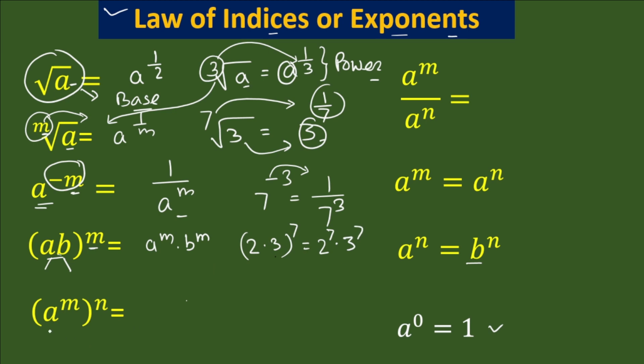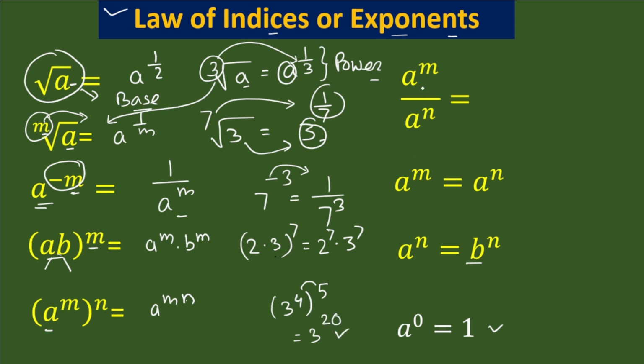Next we have a powered by m and the whole is powered by n. The indices formula for this will be a powered by mn. If the power is in brackets, we multiply the powers directly. Let us understand with an example: we have 3 powered by 4 and the whole is powered by 5. We multiply the powers, 5 fours are 20. So it is 3 powered by 20, the right answer.